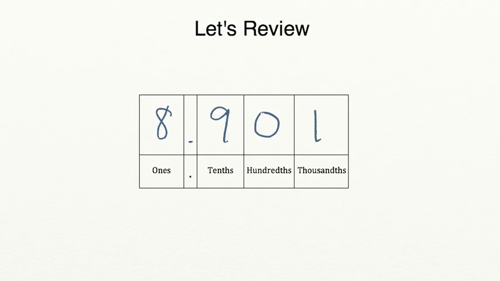Let's review what we've learned in today's lesson. When you're rounding decimals, it's very important that you remember the different place values. This is because you're going to be asked to round to a specific place value, so you need to know where you're rounding. Let's use our example of 8 and 901 thousandths. We're going to round this to the tenths place. So our first step is to underline the tenths place.